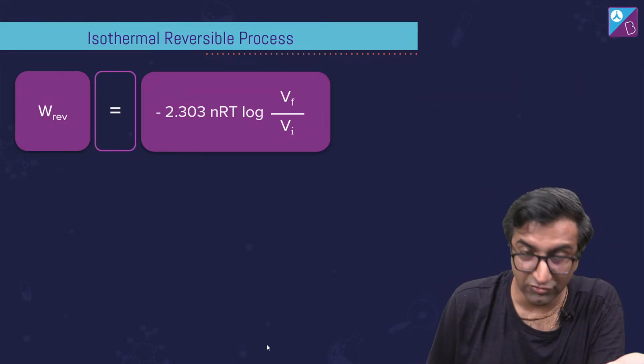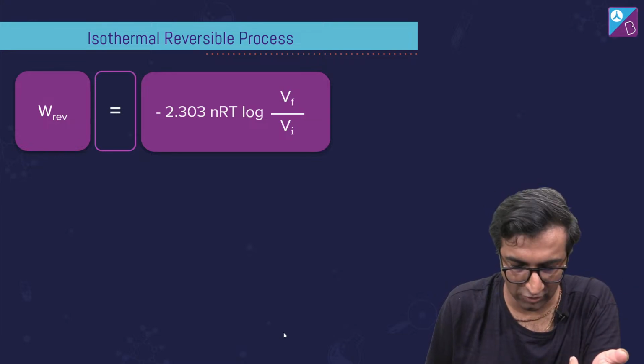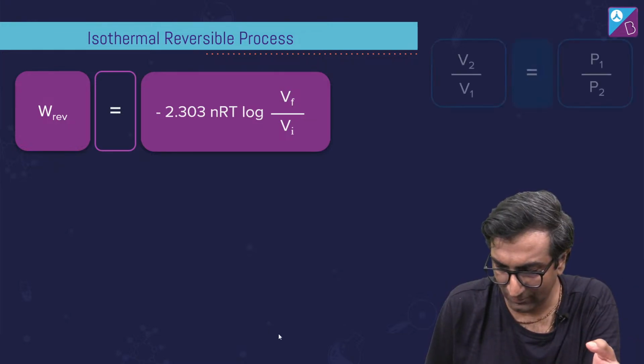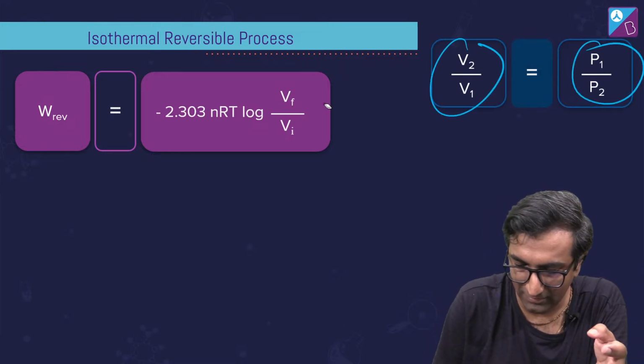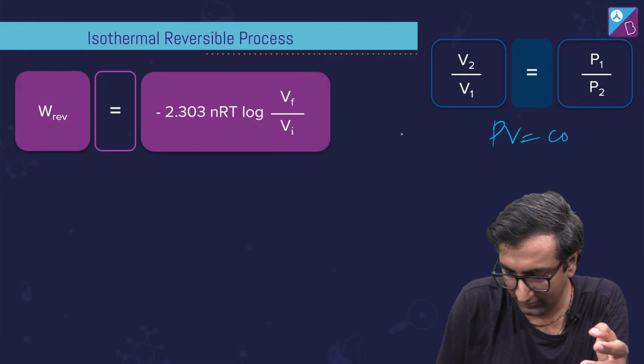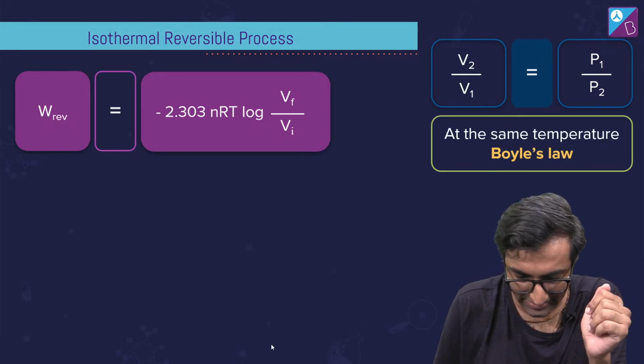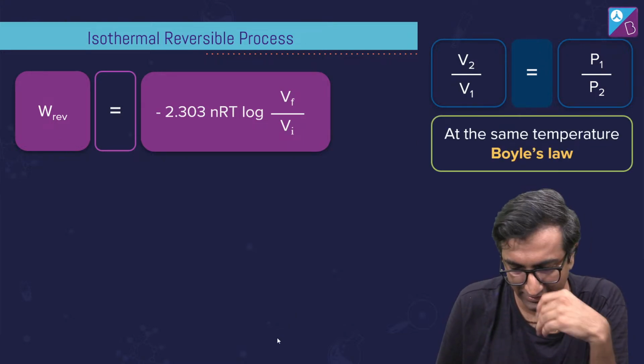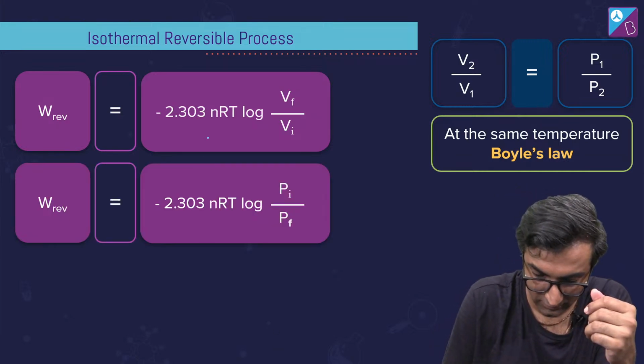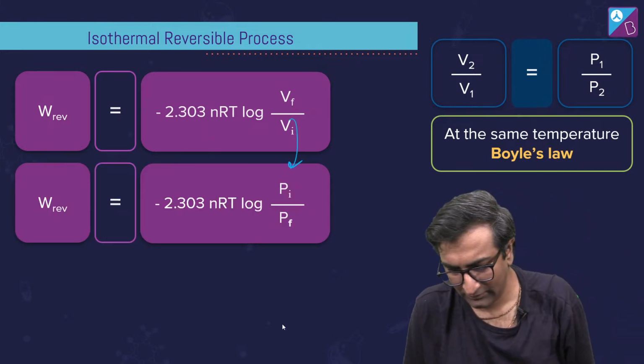Cool. I can also write this in terms of pressure, right? Because P into V is constant, right? We will do a little mathematical jugglery. V2 by V1 is P1 by P2. Why? Because PV equal to constant, right? So I can also write this as, wait, because of Boyle's law. I can also write this as this. VF by VI is PI by PF. We'll do this a lot.